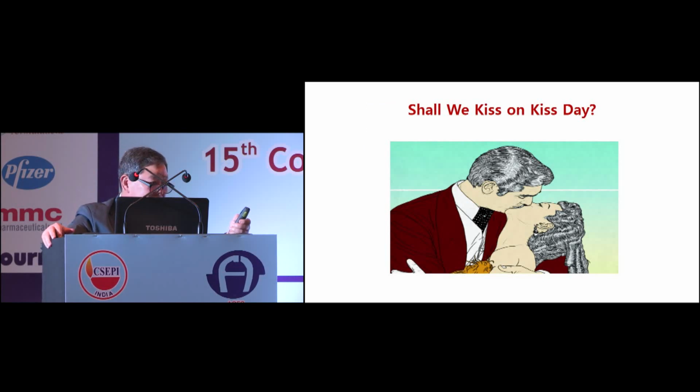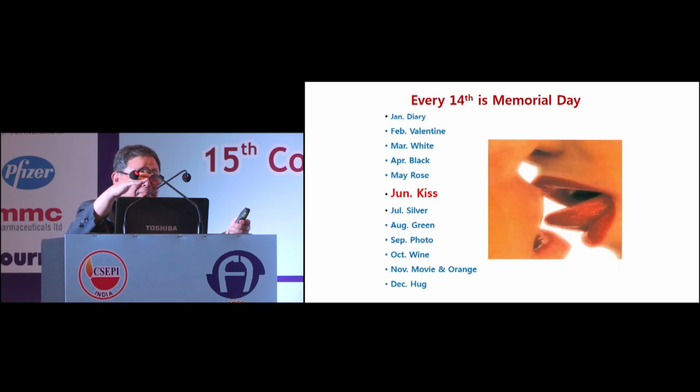Shall we kiss on Kiss Days? Do you know about that? When can we perform a meaningful kiss in your calendar? Every 14th day is a Memorial Day. June 14th is Kiss Memorial Day. December 14th is Hug Day, and Wine Day. Every Memorial Day can be enjoyed in your life.